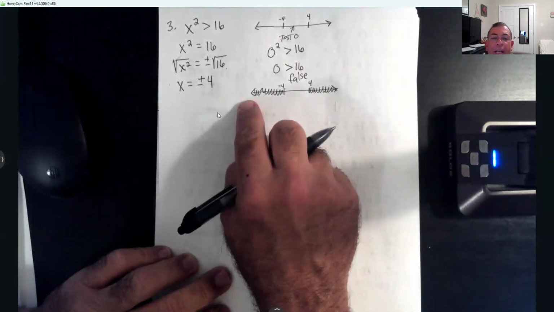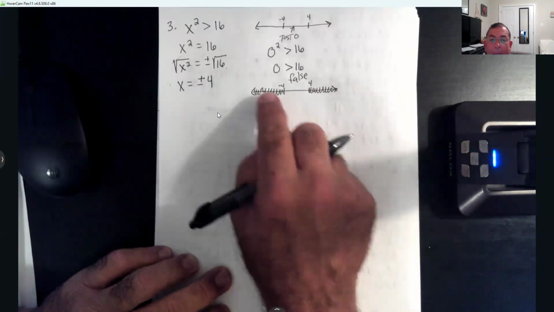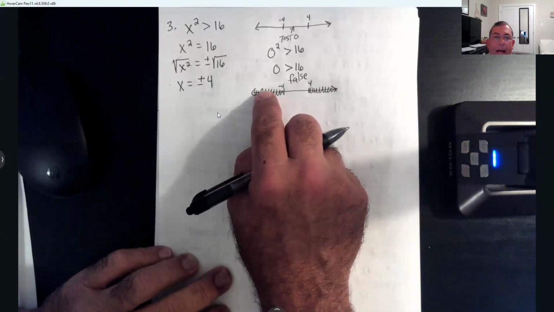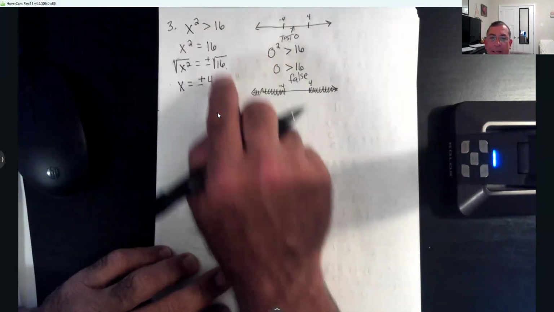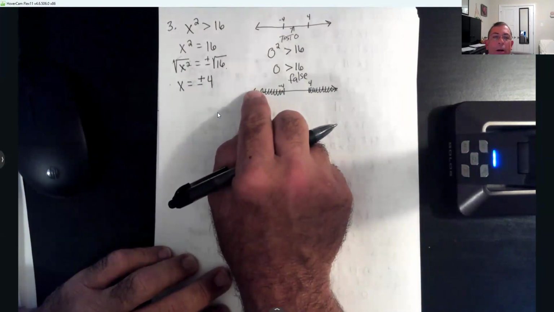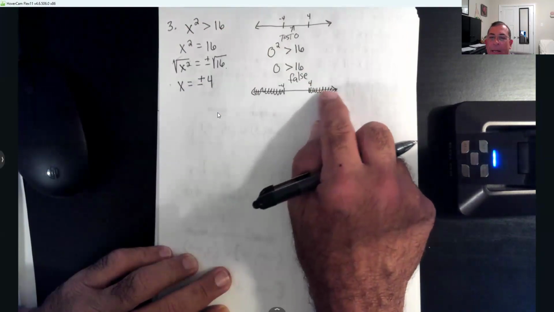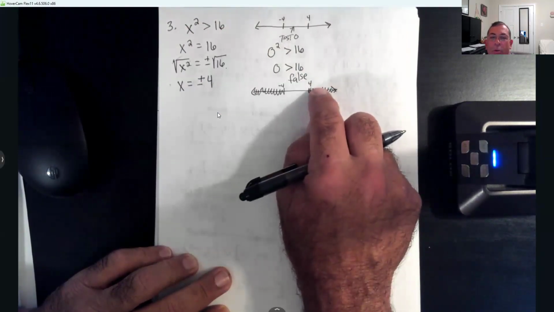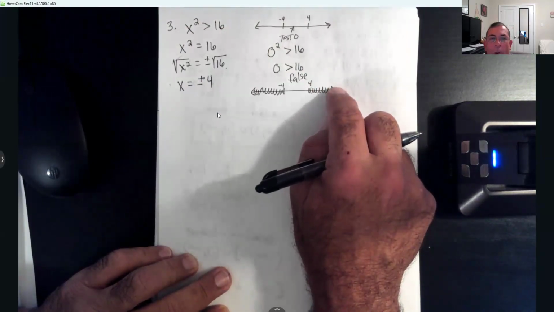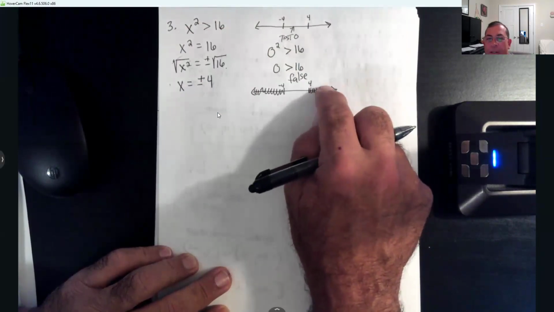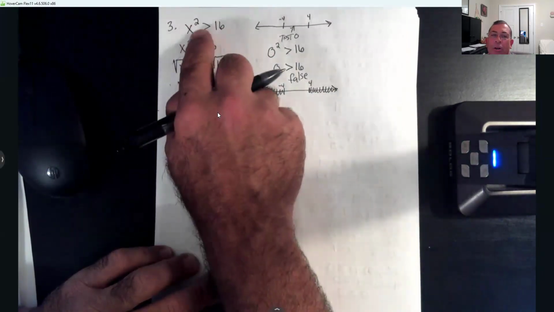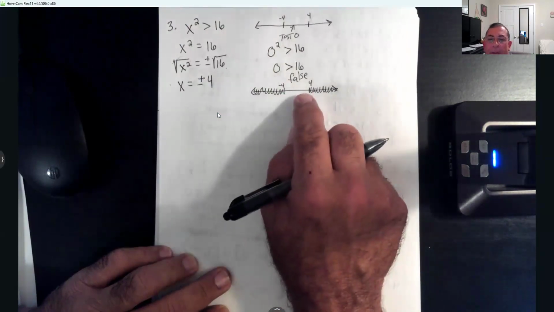So anything that I shaded would make that true. -5 squared is 25. 25 is greater than 16. -6 squared is 36. 36 is greater than 16. Same thing over here. 5 squared is 25. 6 squared is 36. All these numbers, when you square them, are going to be larger than 16.